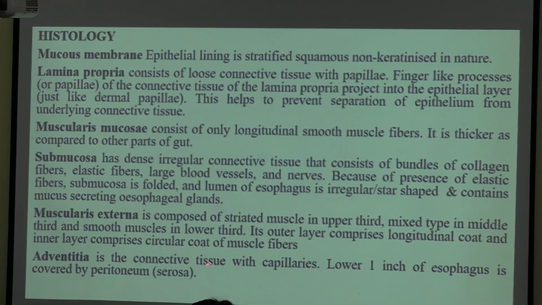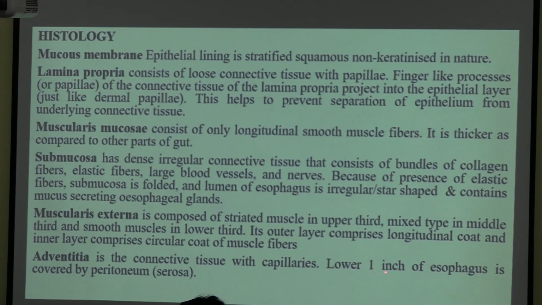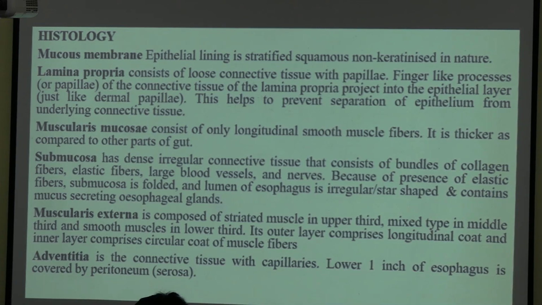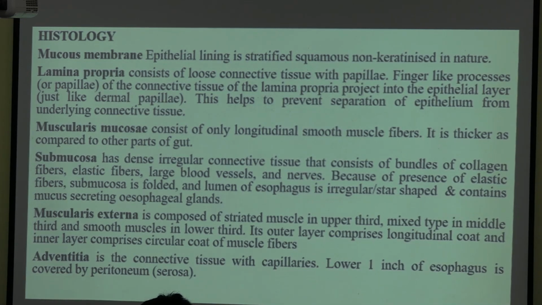Next, the adventitia is connective tissue with capillaries, and the lower 1 inch, approximately 2.5 to 3 centimeters, is covered by peritoneum, and you have to mention that whenever you are writing about the esophagus.